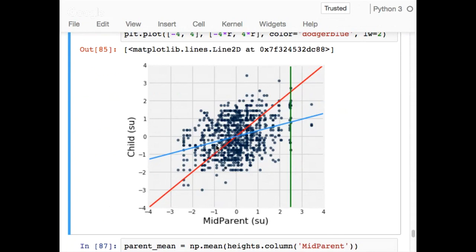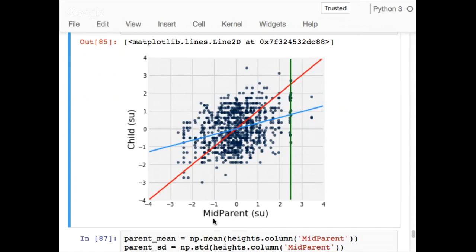So we can get that, and we can get that in standard units. But what we're really interested in is the original data, right? So here we have heights of parents, heights of children. I want to know, okay, standard units is good and all, but if my mid-parent height is like 75 inches, my child height should be how many inches? Because that's more useful to us looking at this data.